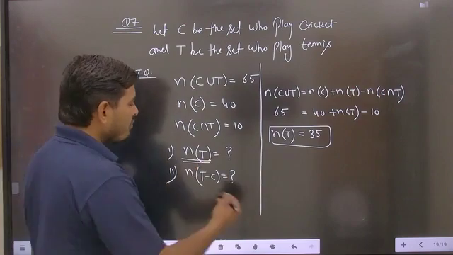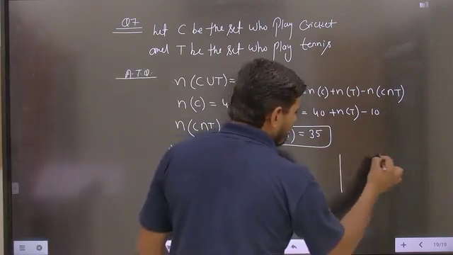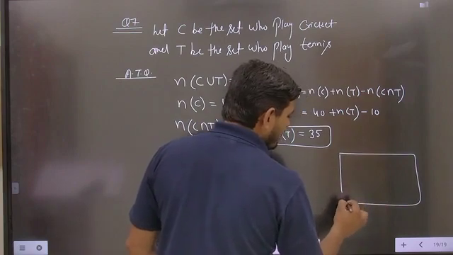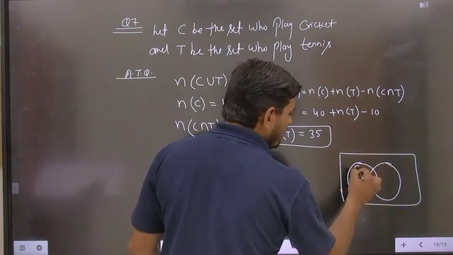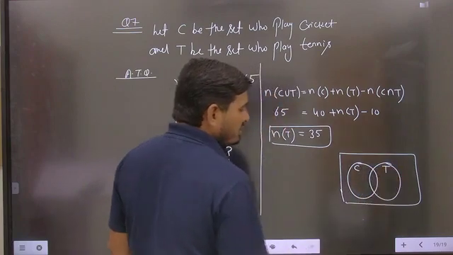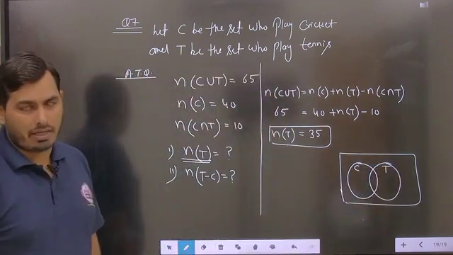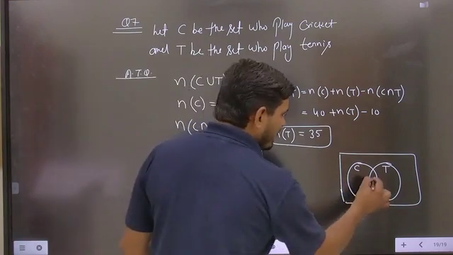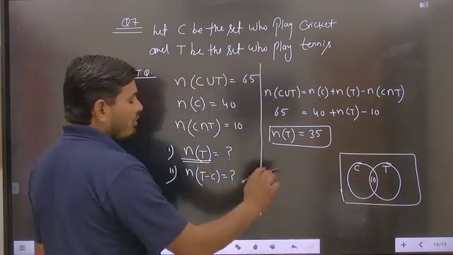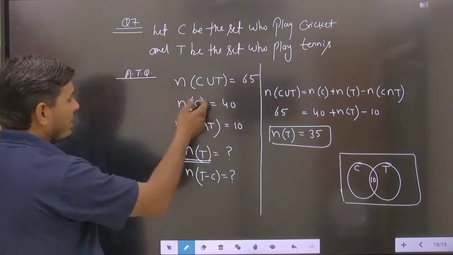Now student, we will make the Venn diagram to get the answer of the second part, where we have to make the two sets again. One is for the persons who like tennis, and one is for those who like cricket, named as C and T. So the common persons we will write here, 10. Then after that, the total number of persons who like cricket is 40.